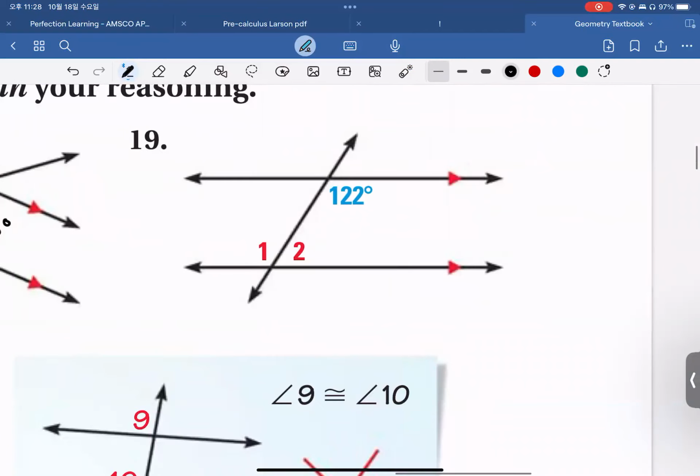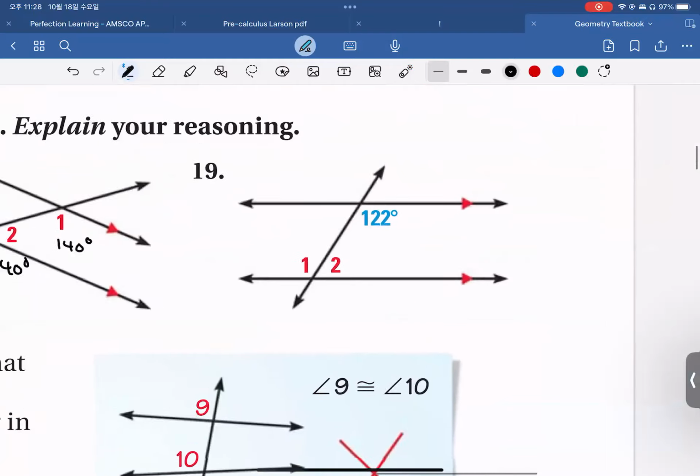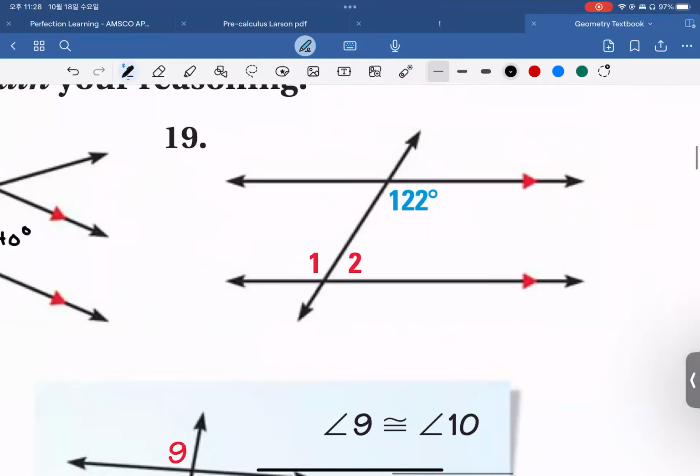And here, let's look. Because of the alternate interior angles theorem, angle 1 equals 122 degrees, and because of the consecutive interior angles theorem, measure angle 2 is 58 degrees.